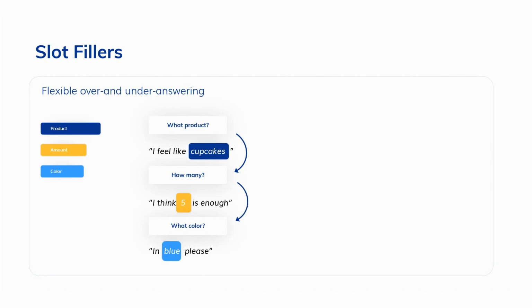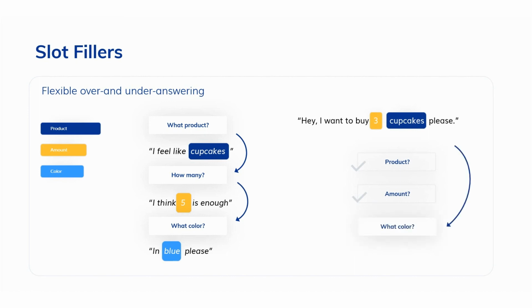A user can, of course, over-answer. A user can come in and say, hey, I want to buy 3 cupcakes, please. In that case, we don't need to ask for the product and amount anymore because we have this answered already. The user over-answered. And then we only need to ask for the remaining piece of information, namely the color. In blue, please. This process of being able to handle these types of user inputs is what we do with slot fillers.